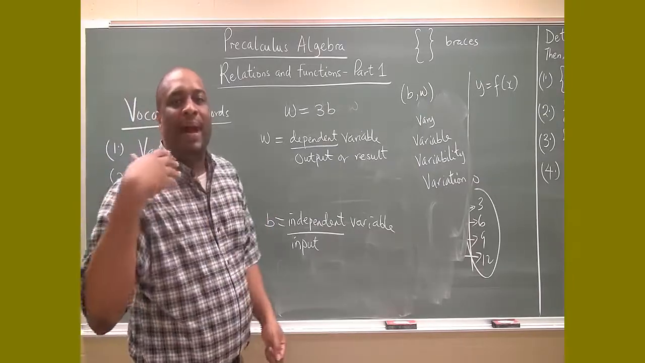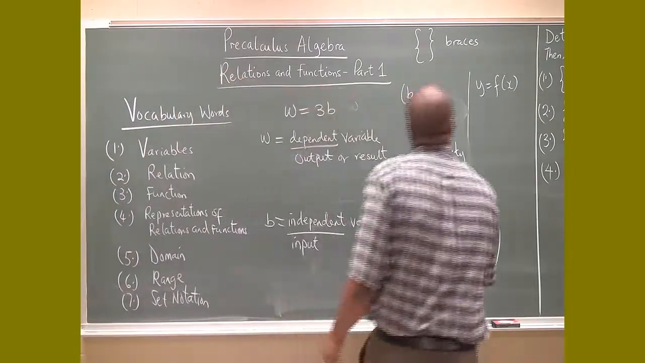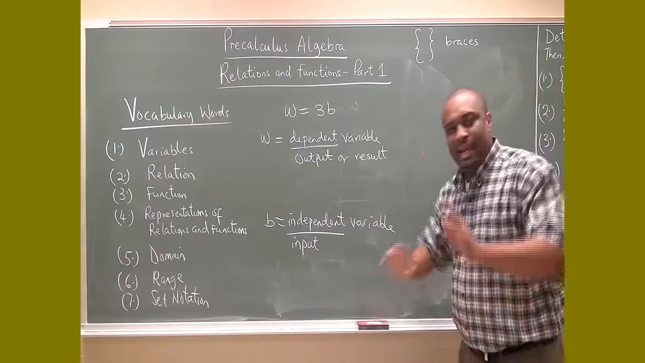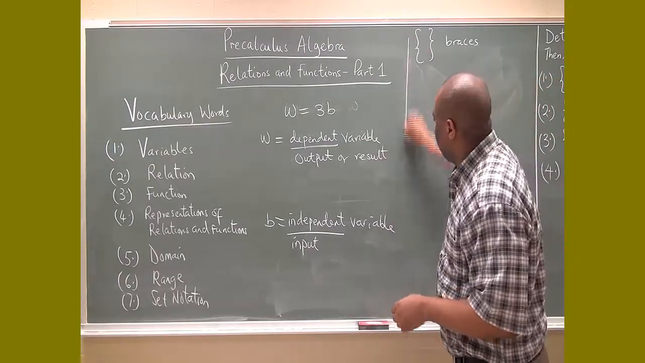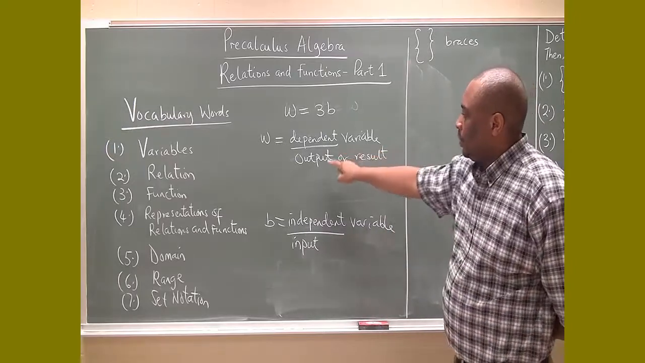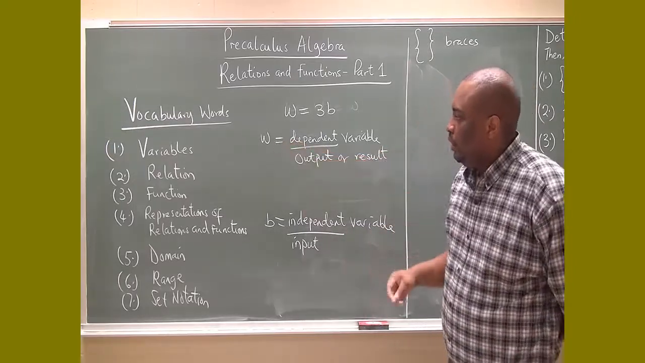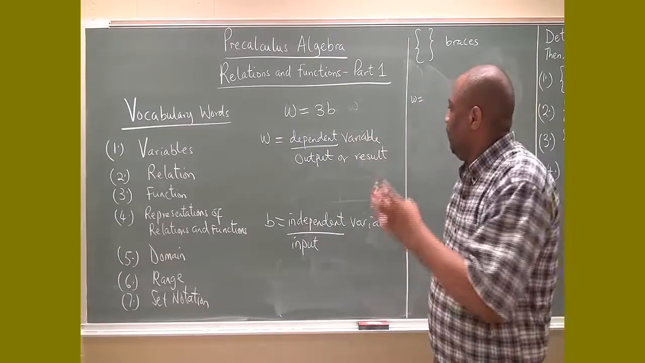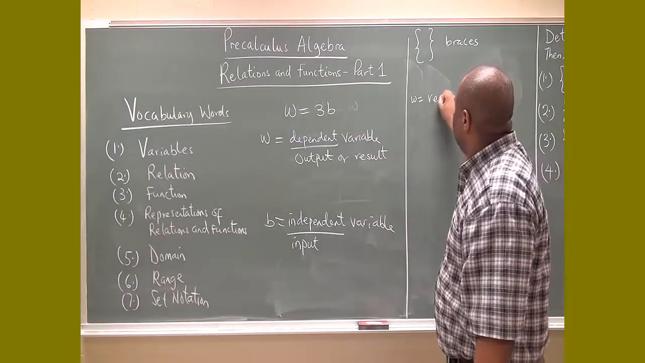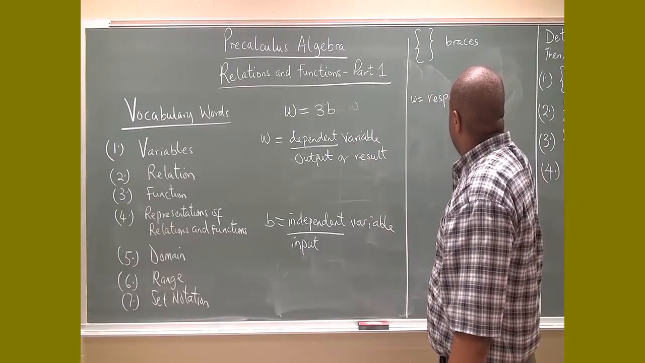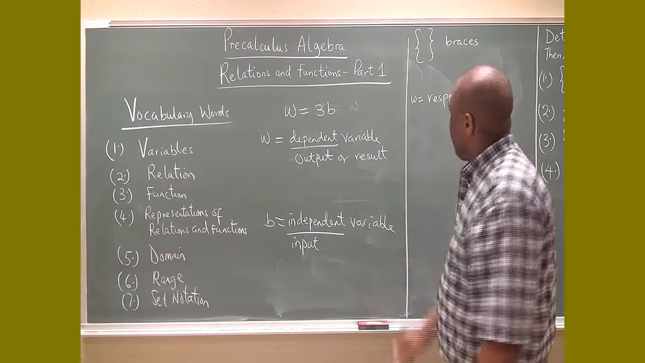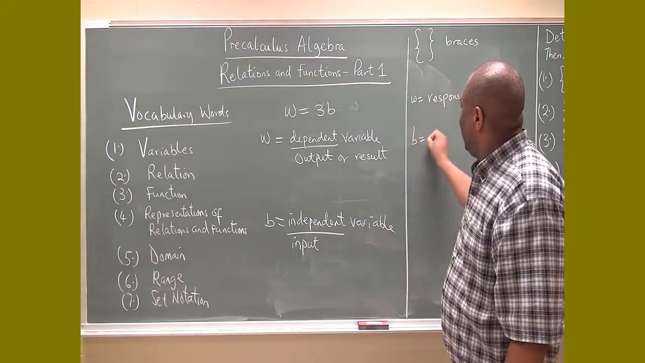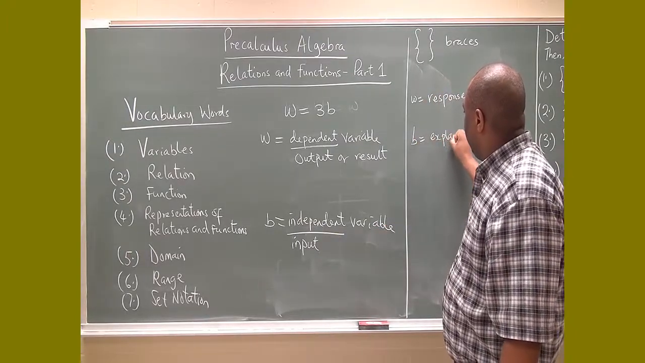Okay, let's go back to statistics. I'm trying to connect this topic with several topics that you might come in contact with. In statistics, this W, because it's the dependent variable, is the output. In statistics, you can call it the response variable. And then the B, which is the input, you can say it is the explanatory variable.